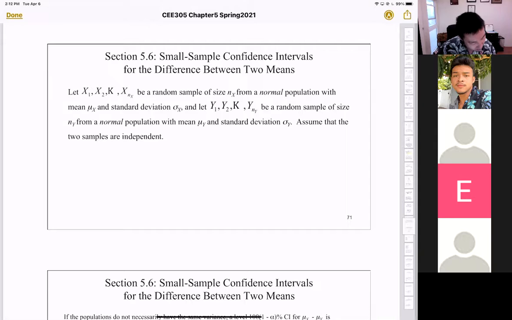For small sample, x1, x2, up to xnx, that's the actual requirement for small sample. It has to follow a normal population. So this is the actual requirement when the sample size is small. And y should also follow a normal distribution. And also these two samples should be independent of each other.